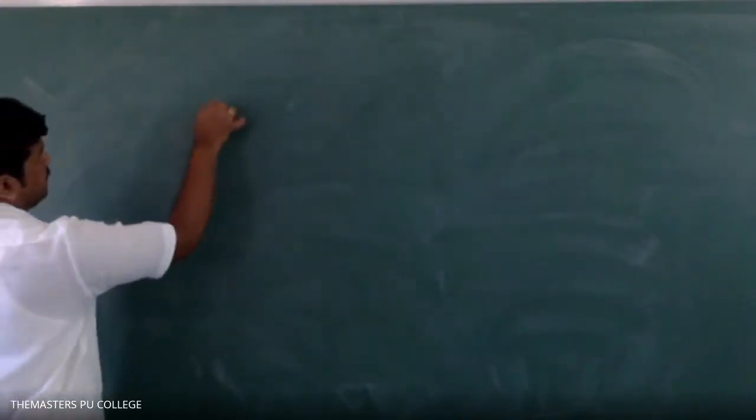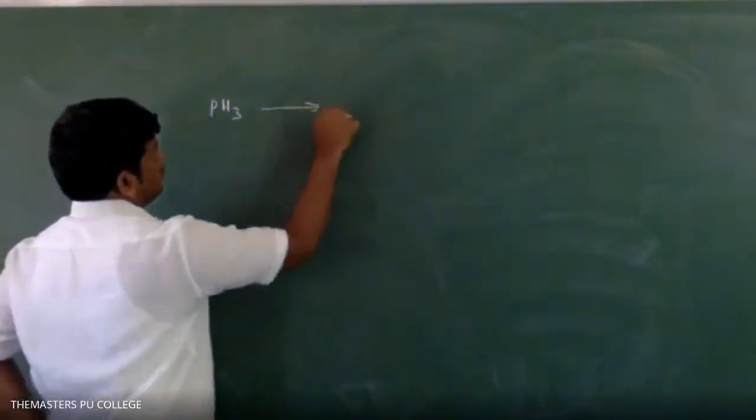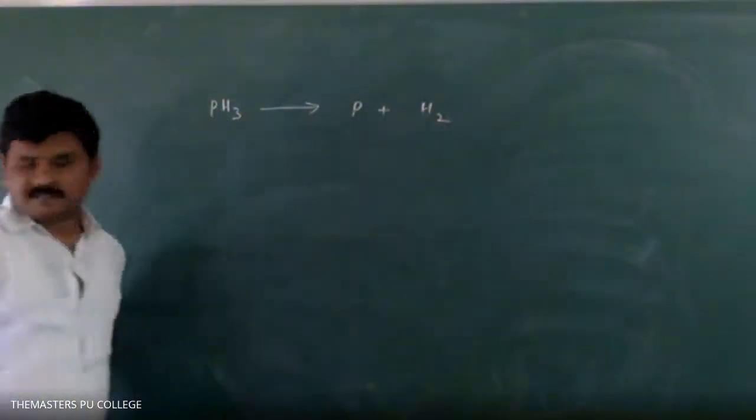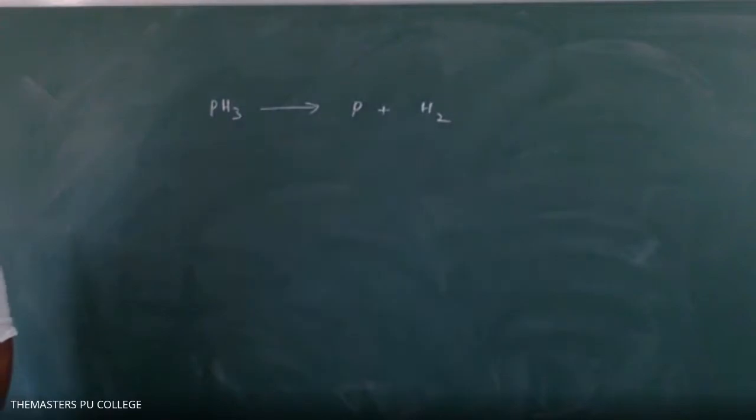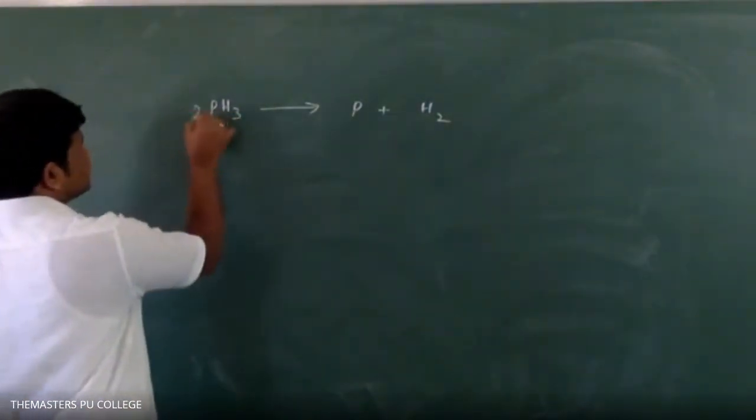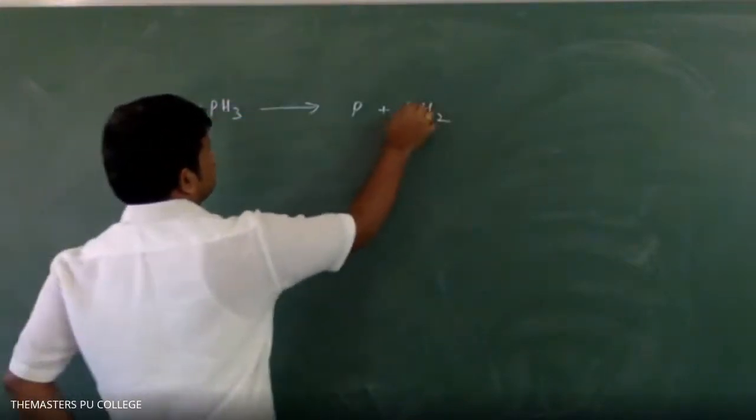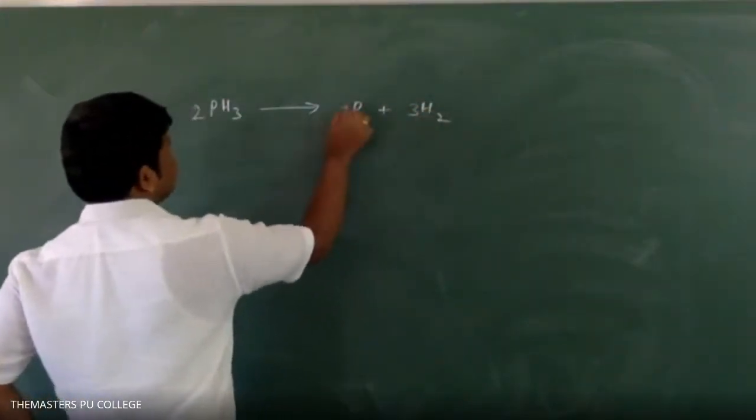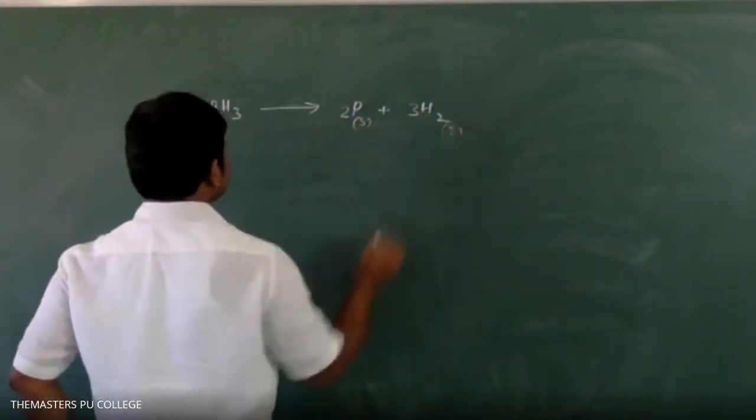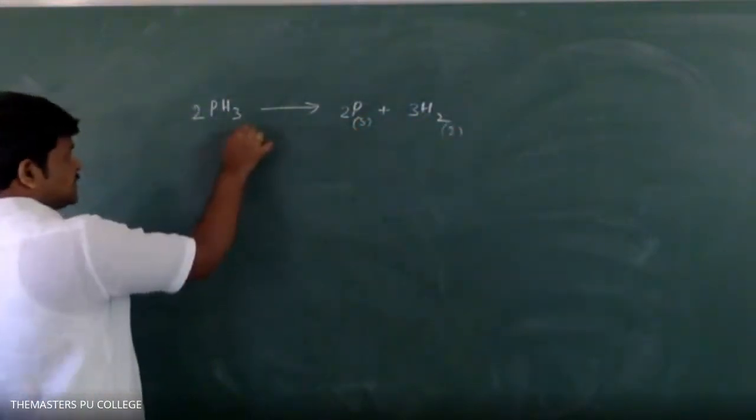Equation 86. PH3, according to the equation, gives P and H2. Then I wrote PH3. Balance 6 hydrogens, 3 into 2, so 2 phosphorus. Phosphorus is solid. Hydrogen is a gas. PH3 is also a gas.